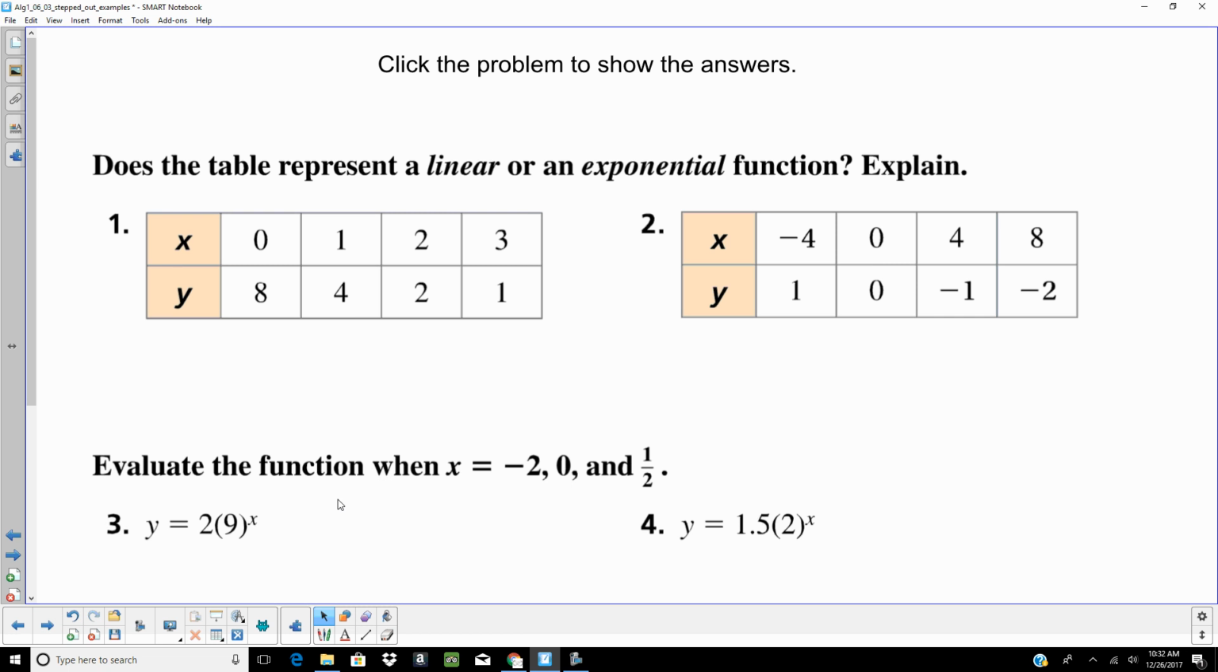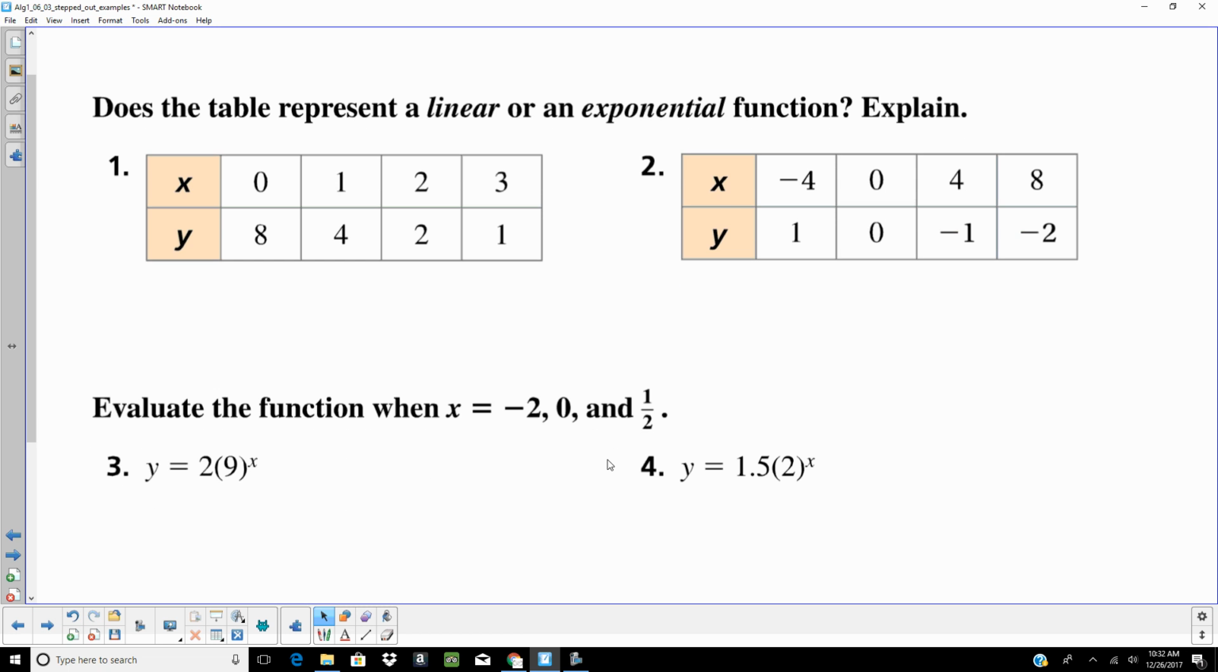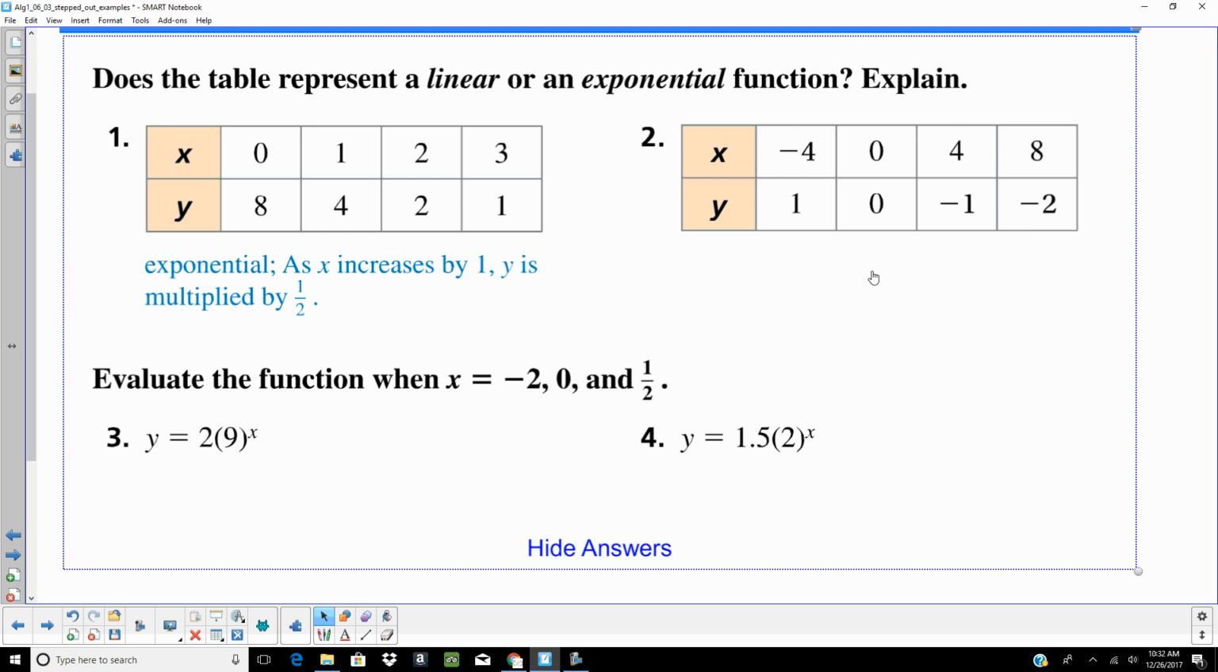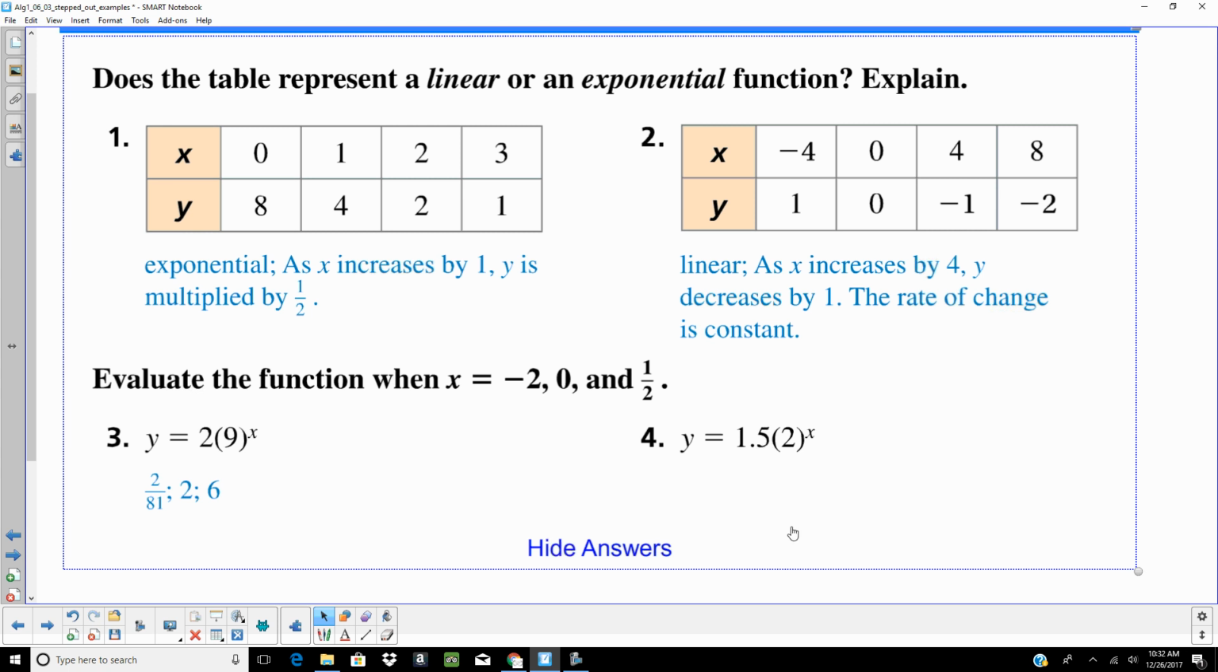All right, take a second, do these 4 on your own. Look back for the other ones as examples if you need to, and then check yourself. For 3 and 4, there are actually 3 problems each because you had to do it for -2, 0, and 1/2.